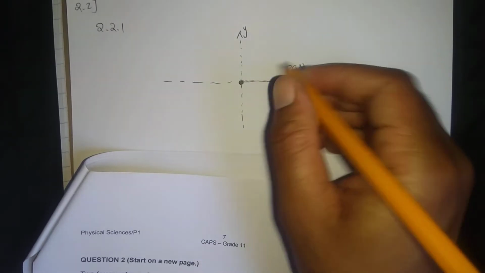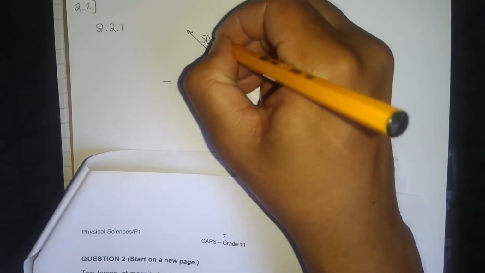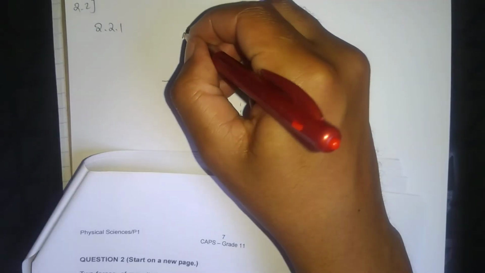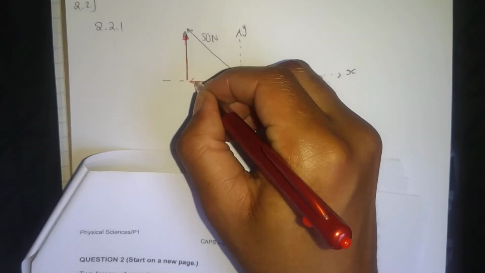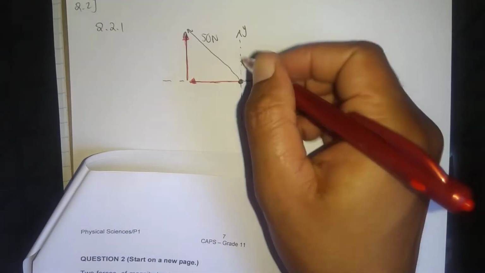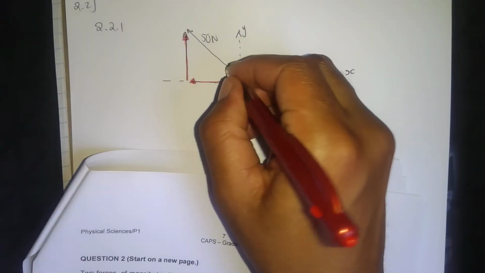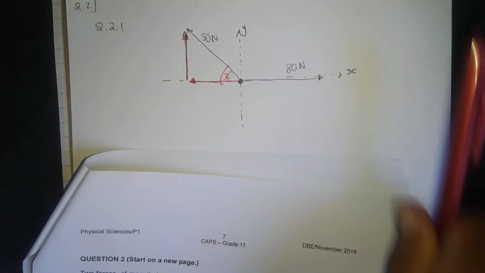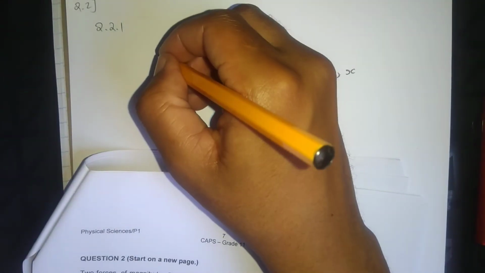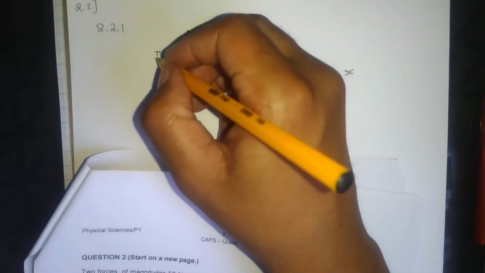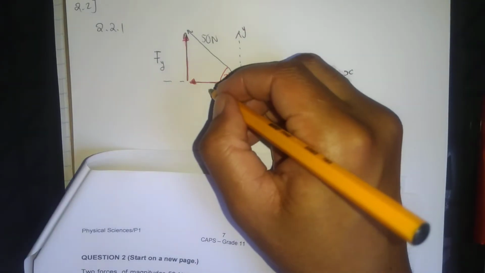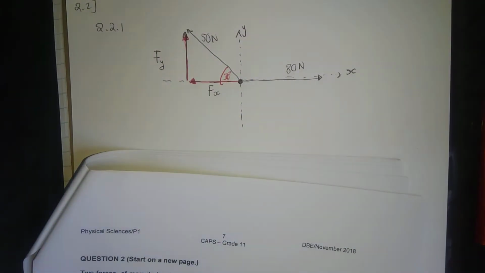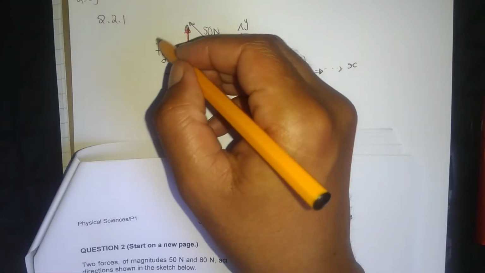Lana 80, and then Lana 50 Newton. So this is the vertical component. This is the vertical component, and then this is the horizontal component. You see the tail to tail method. So Lana 30 degrees. So check out the vertical component. Let's say this is F Y, right? And then this is F X, right? This is F X. So sifuna the F Y, right?